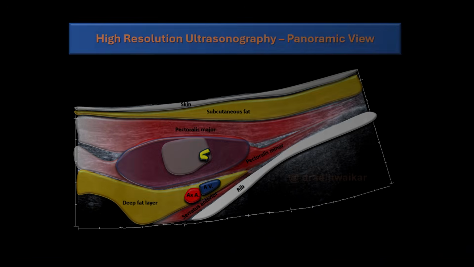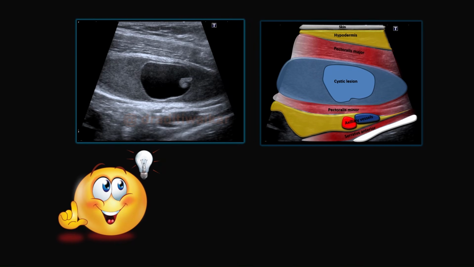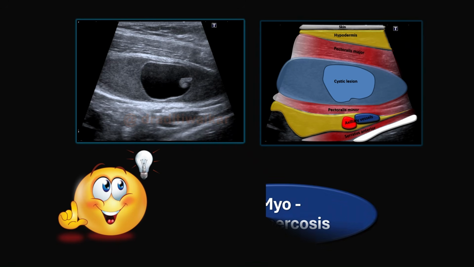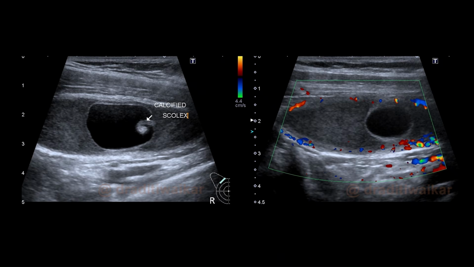So, what is the diagnosis? These imaging features are very characteristic of myocysticercosis. This comma-shaped structure within the lesion is in fact a partially calcified scolex, and if we put on the color Doppler, we can see increased vascularity within the wall of this lesion. This is because the peripheral portion of the lesion is in fact an inflammatory reaction that is incited by the cysticercus granuloma.